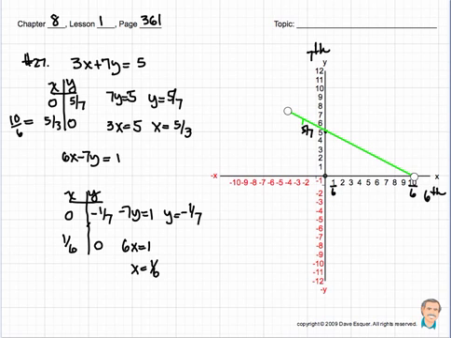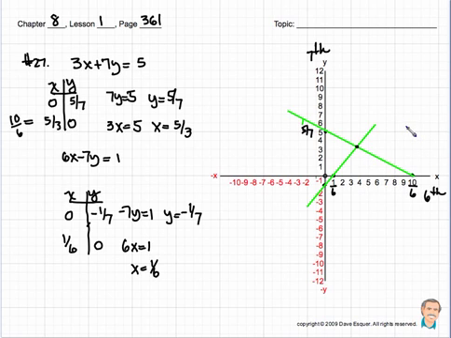We've got 0 and -1/7. Remember, these are down here, so it looks like something like this. x is 0, y is -1/7, and x is 1/6, and y is 0, something like that. Let's connect those two lines. Something like that. And the solution turns out to be very messy.